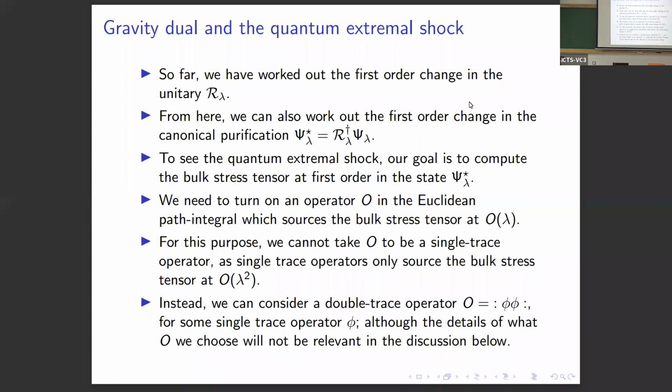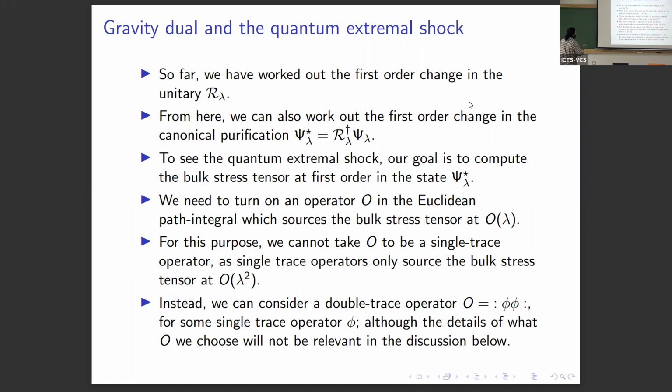All right, so just to summarize where we are, we've managed to derive some flow equations for the reflection operator. We've managed to specialize them to the perturbative context. The last step, the last few minutes in this talk, will be to use this to understand the emergence of this quantum extremal shock. So, the canonical purification of psi is just R dagger acting on psi, which is psi star.